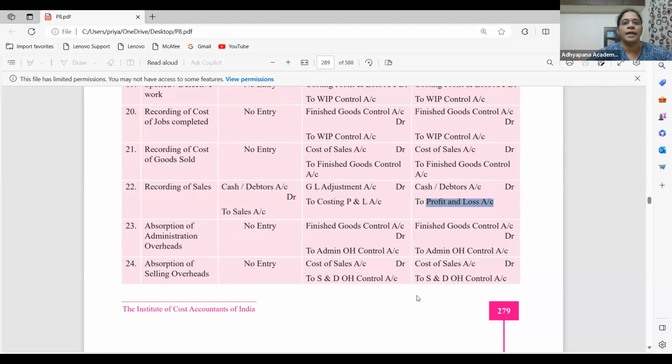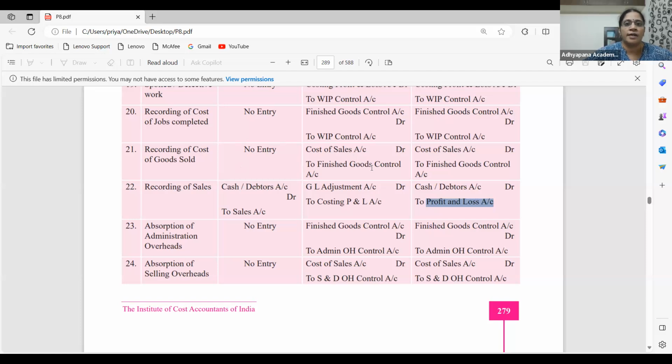A detailed analysis of why the cost is incurred, where it is absorbed, and all such analysis happens only in cost accounting books. So these are the possible reasons for difference in profits in case of integrated accounting and non-integrated accounting.